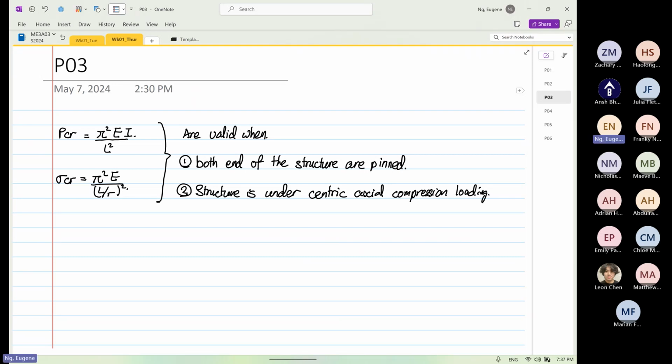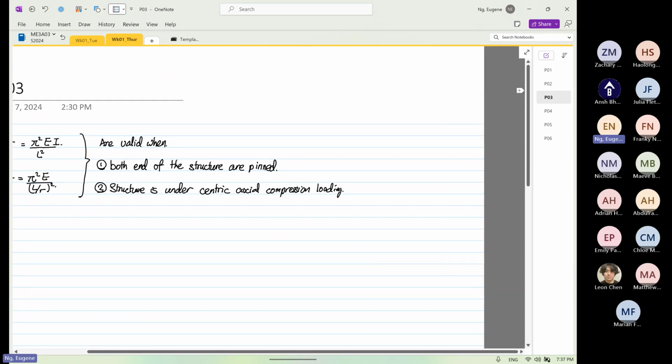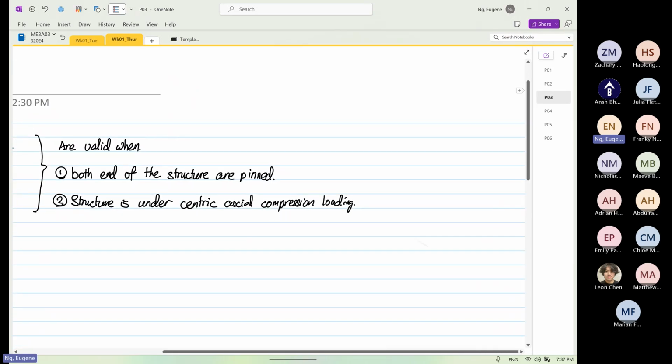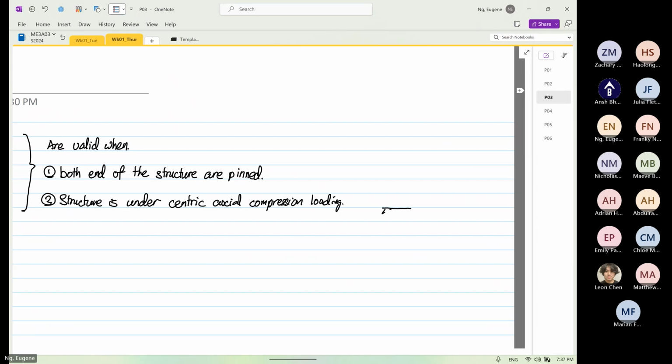Are we clear? So graphically, in terms of diagrams, if you sketch a diagram, what does it mean? It means this. This is only true when the structure is loaded in this manner.